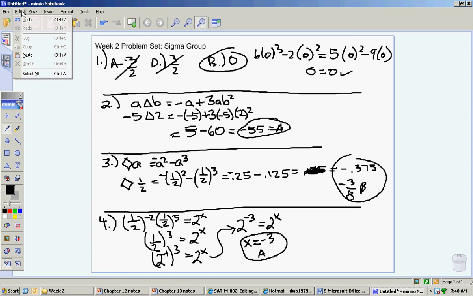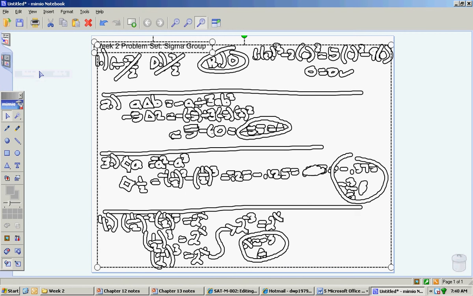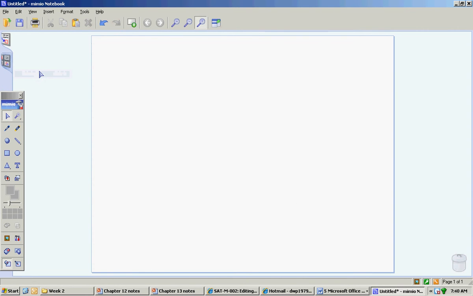Going on to number 5. It says, what's the greatest possible integer value of x such that 0 is less than x cubed is less than 100? So here, just like if you did the theta group problem set, the sigma group problem set's one step higher, taking a look at perfect cubes instead. And your perfect cubes, all that's talking about is, okay, 1 cubed, 2 cubed, 3 cubed, 4 cubed.